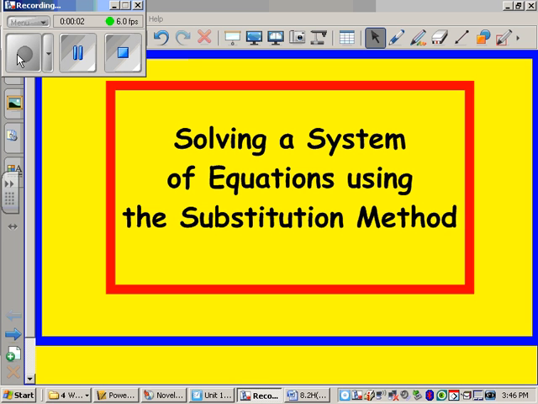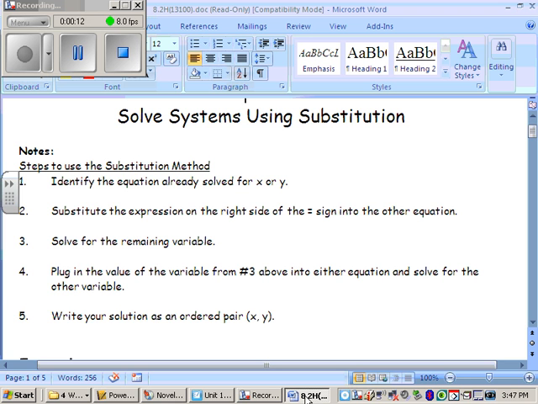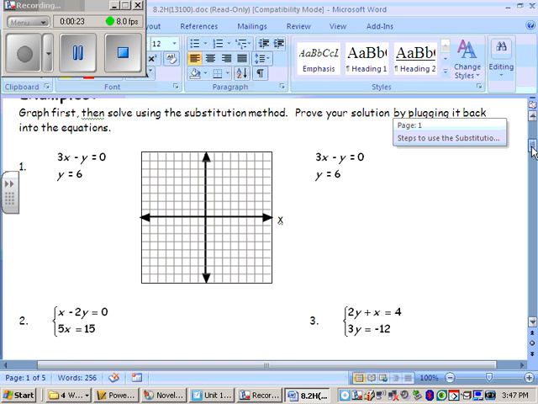In this lesson, you will learn how to solve a system of equations using the substitution method. Let's take a look at some notes and examples to better understand this concept. Solving systems using substitution. Before we go through the steps for the substitution method, let's first take a look at what the problems might look like.